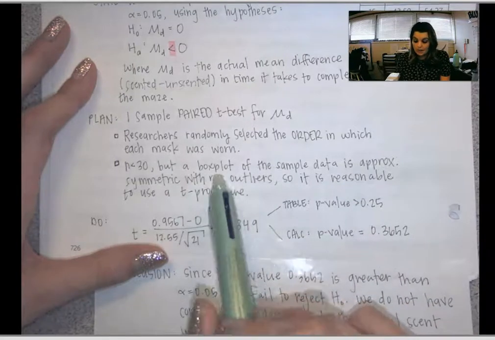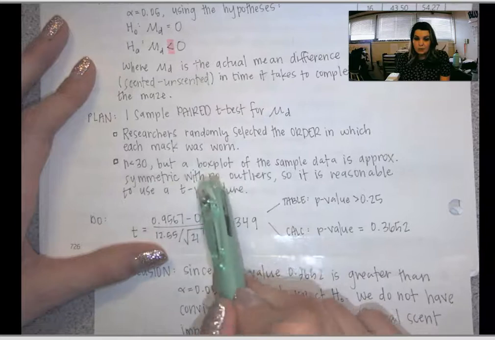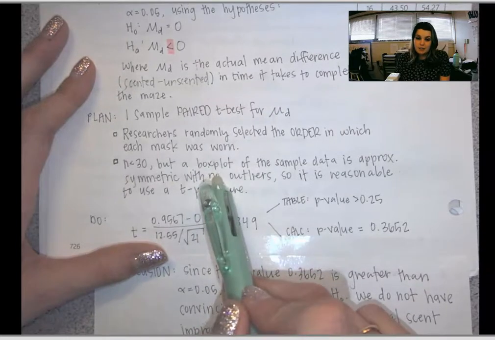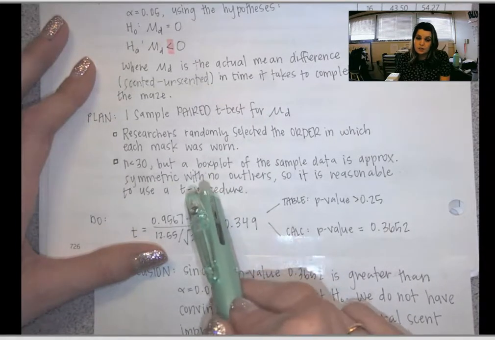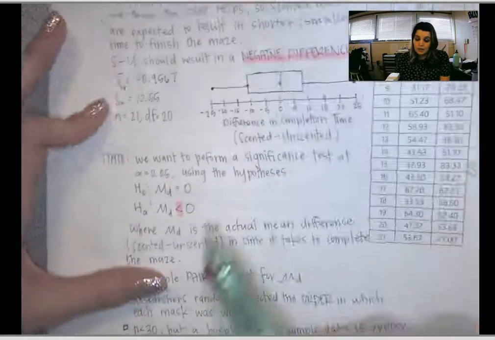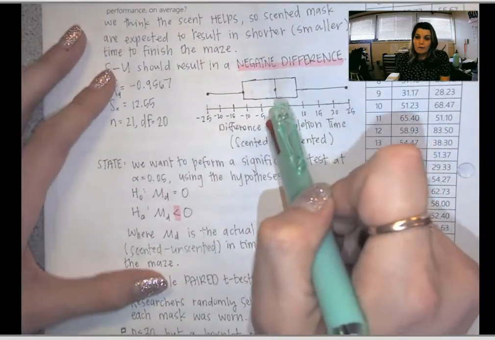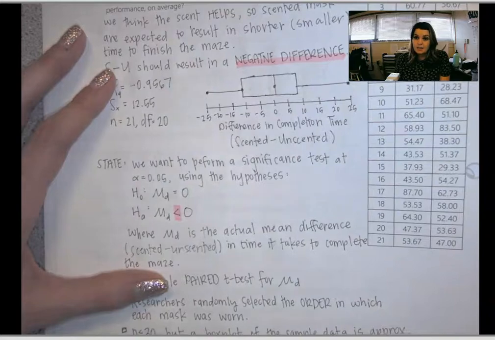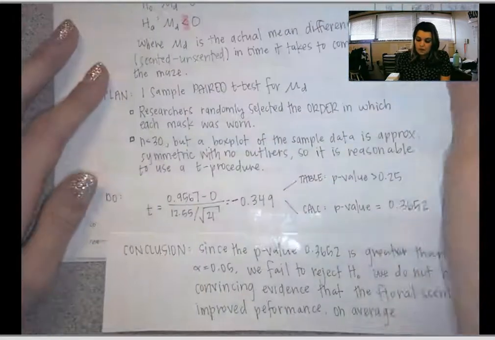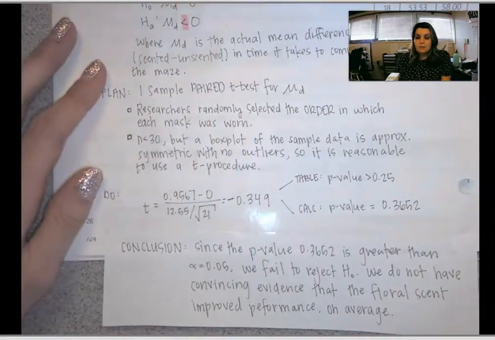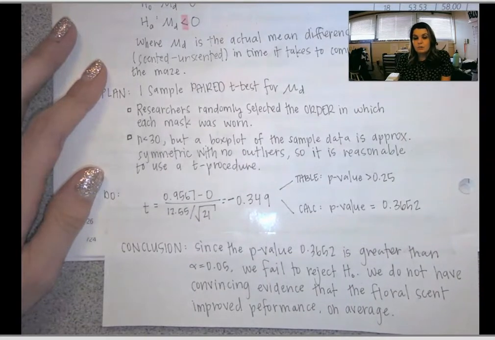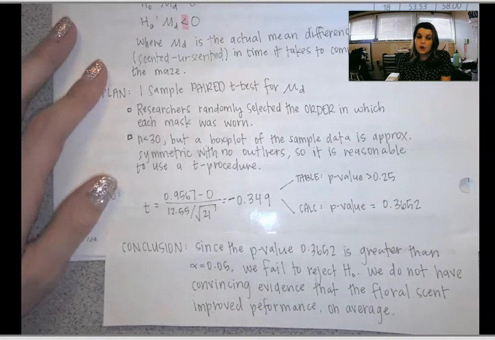Notice that I wrote in here what about the box plot makes it okay for us to use a T procedure. So you either have to write it here or you have to write it on the graph and then say see graph. I didn't mention anything about the 10% condition because we don't need to check it. You only need to check the 10% condition when you are sampling, and we're not. This is an experiment.